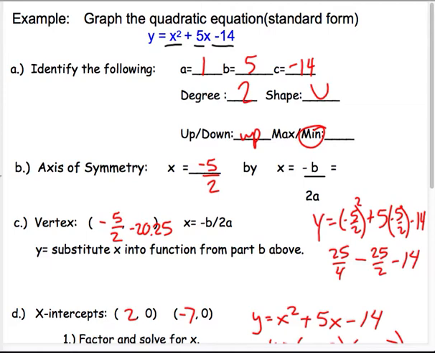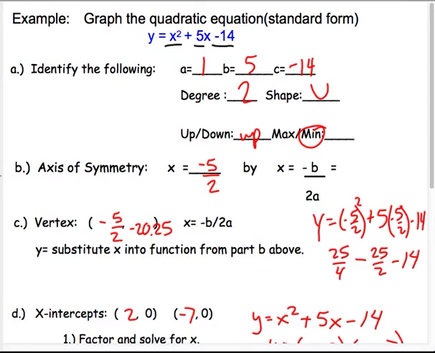This one opens up because our a value is positive, and therefore because it opens up, it has a minimum. The vertex is a minimum. To find the axis of symmetry, we use the formula x equals negative b over 2a. Our b was 5, so the opposite of b is negative 5, and 2 times 1 is 2. So we have our axis of symmetry, x equals negative 5 halves.